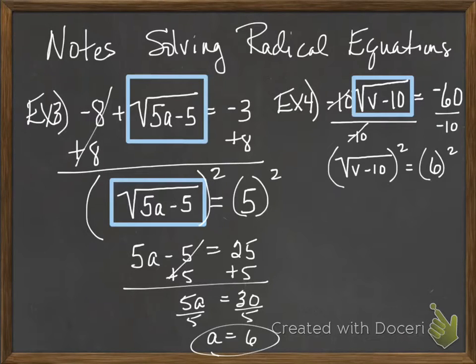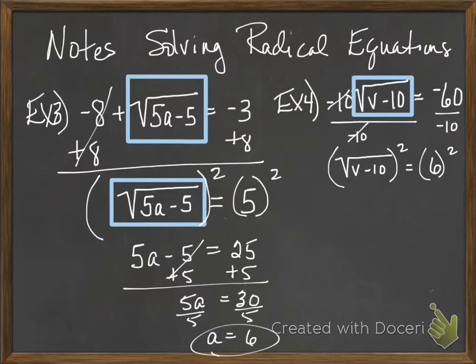They're being multiplied. It's negative 10 times the square root of v minus 10. There's no plus or minus in between the negative 10 and the square root. Those are actually being multiplied times each other. Opposite of multiplication is division.